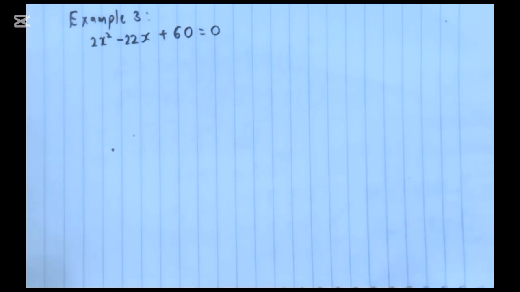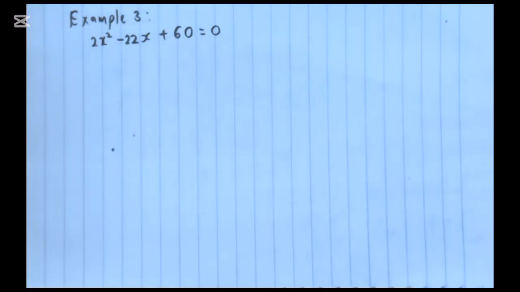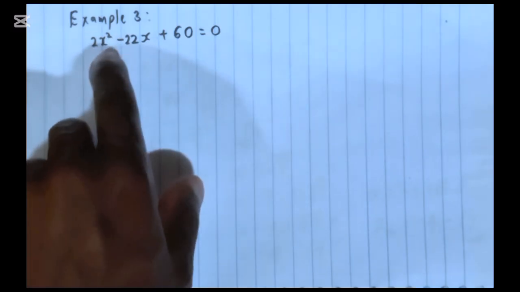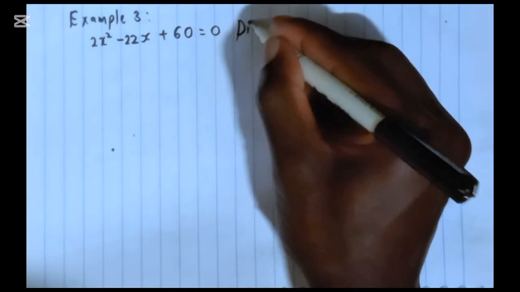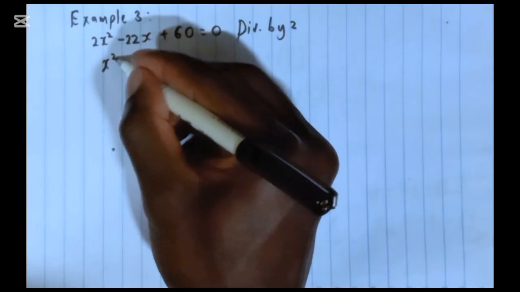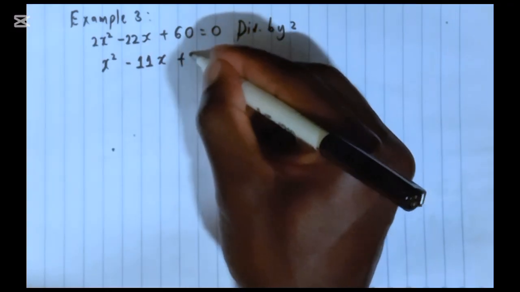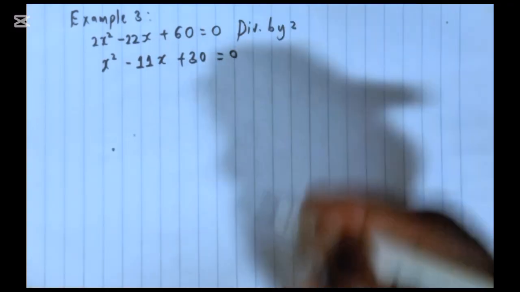So to start solving this problem, we're going to have to divide every term in this equation by 2, so that our a here is equal to 1. When we divide all of these terms by 2, we will have x squared minus 11x plus 30 being equal to 0.